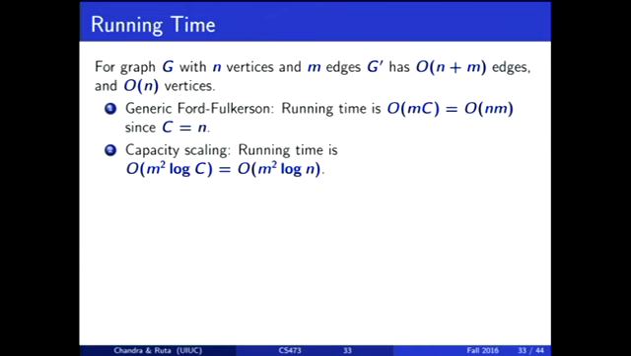How many edges did we add? We added 2n edges, right? Or no, n edges, right? Because if n is the total number of vertices, we add 1 edge for each. So if m was the number of edges in the old graph, the new graph has m plus n edges, and n plus 2 vertices. So it's a very simple reduction. We didn't increase the size too much, right? So m and n are comparable, right?